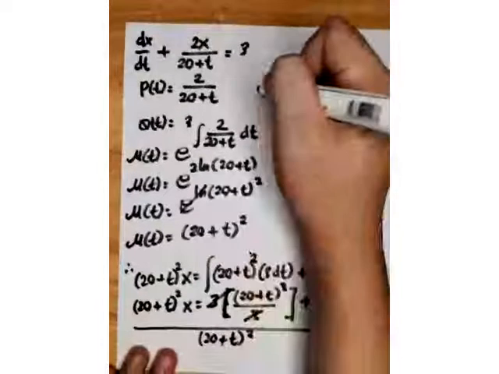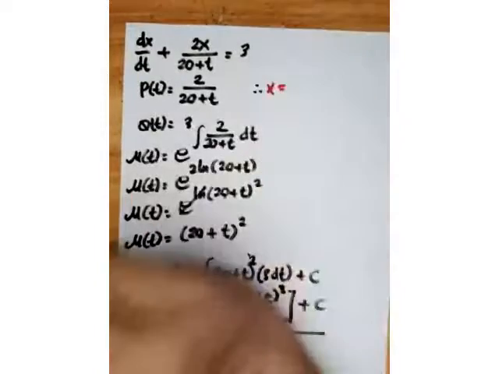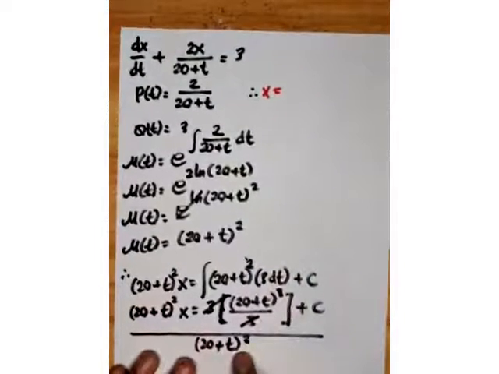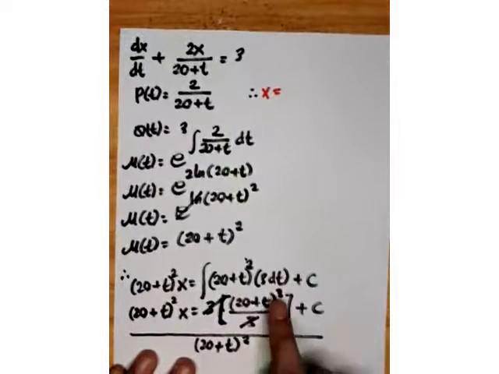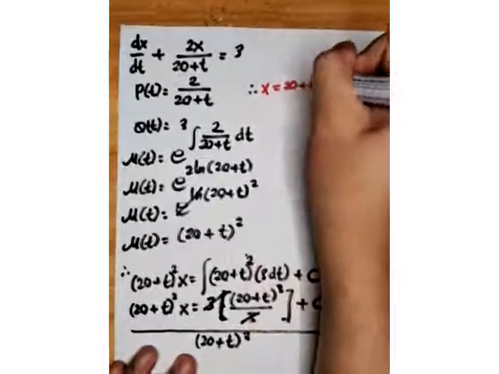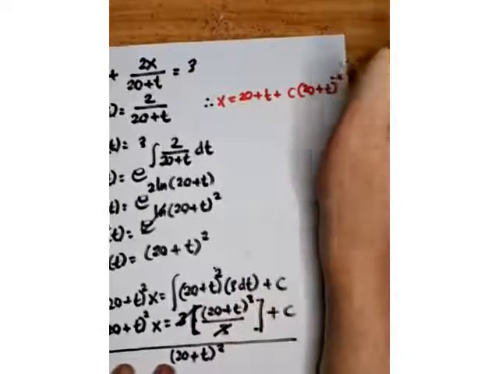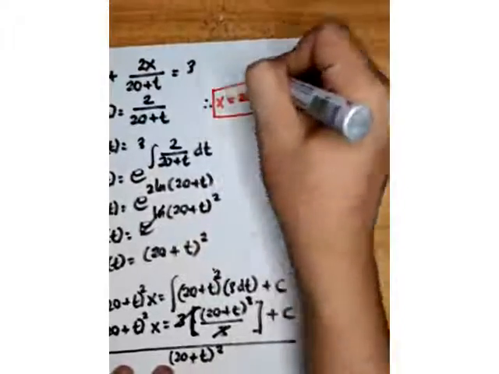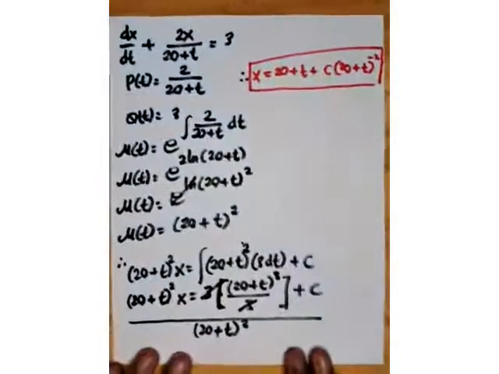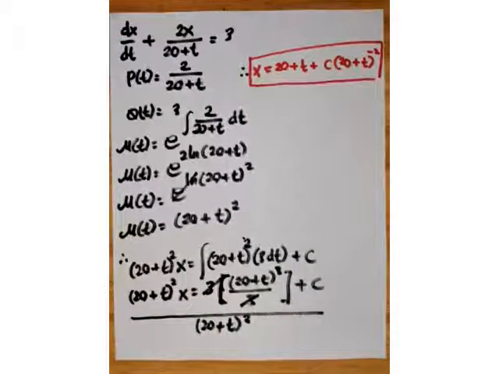So, therefore, x is equal to, matitira, na-cancel ito, isa na lang, cancel din. So, 20 plus t plus c times 20 plus t raised to negative 2. Ayan. Okay? So, that is our general solution. Ayan. So, general solution natin.